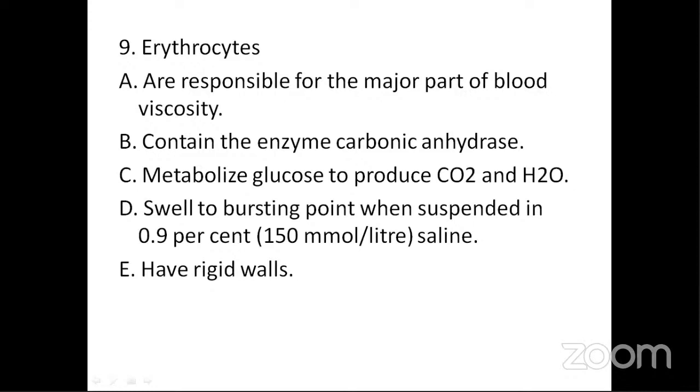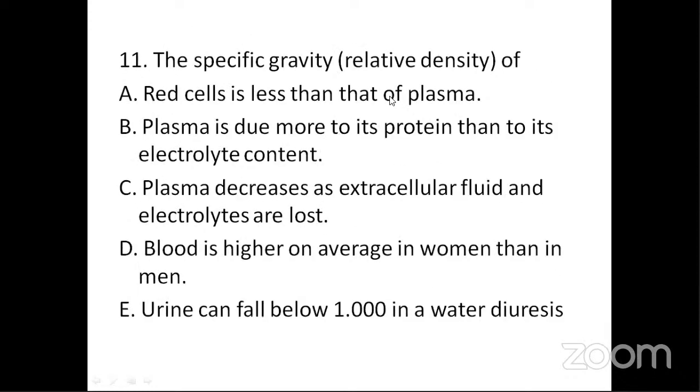The answer, coming to the first option. Erythrocytes are responsible for the major part of the blood viscosity. Yes, it is true because blood viscosity rises exponentially with the hematocrit. Hematocrit is formed by the erythrocytes. Next, erythrocytes contain the enzyme carbonic anhydrase. Yes, it is true. It catalyzes the combining of carbon dioxide and water, which releases H plus and bicarbonate.